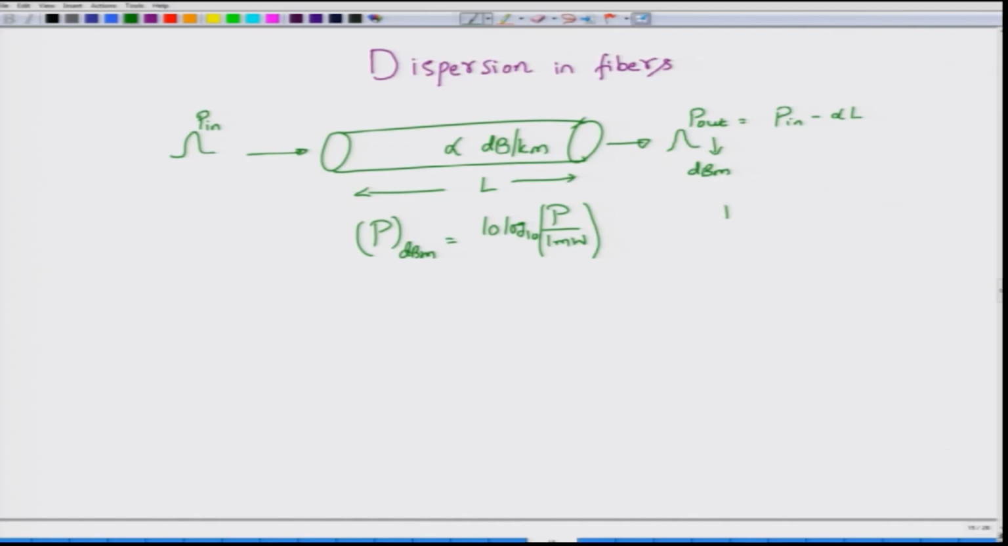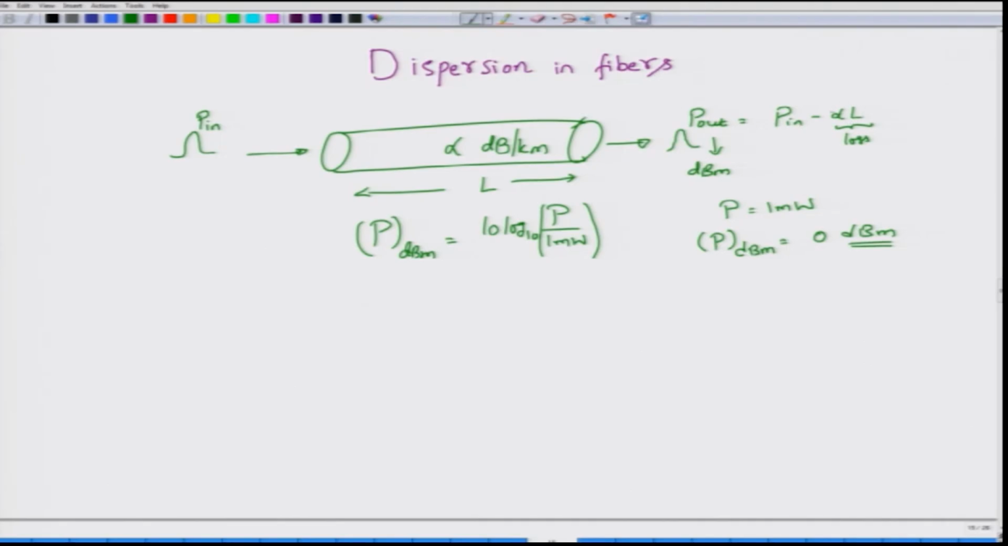For example, if the power happens to be 1 milliwatt, then on the dBm scale the same power will be expressed as 0 dBm. Please remember this. Since alpha is expressed in dB per kilometer and we have propagated these pulses over a distance of L kilometers, the total loss as the pulse propagates from one end of the fiber to the other is simply the product of alpha, the attenuation or loss coefficient in dB per kilometer, and L, the length in kilometers.